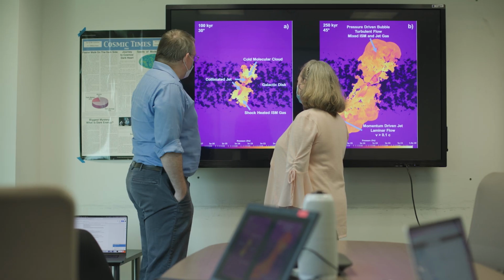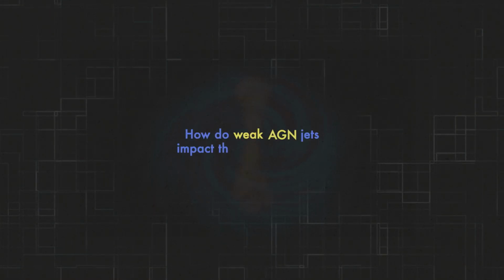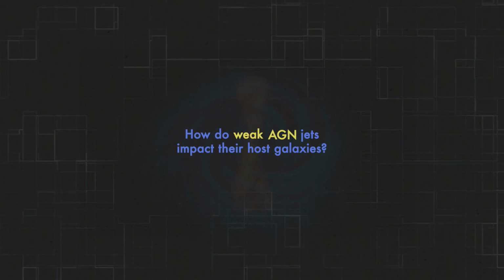My name is Kim Weaver and I work at NASA. I've been looking at AGN for a very long time. And we just don't understand how the jets impact the galaxies in these low luminosity objects.